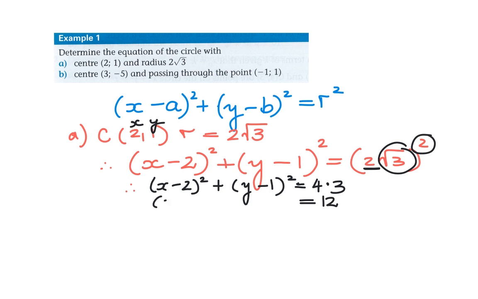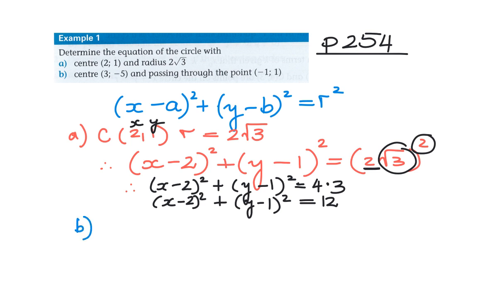Okay, so it's (x − 2)² + (y − 1)² = 12. This example is solved in your textbook on page 254, so you can look at this again. Question B. In question B, the center of a circle is given as (3, −5), so the x coordinate of the center is 3, the y coordinate is −5.